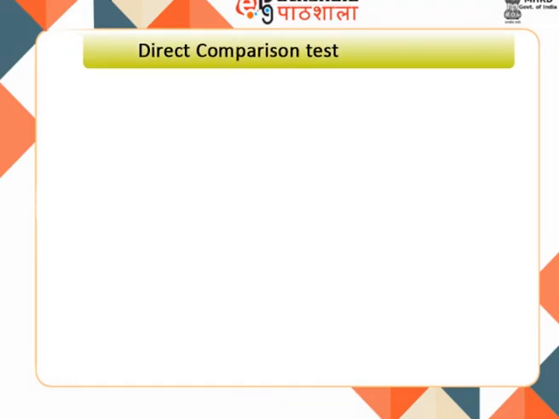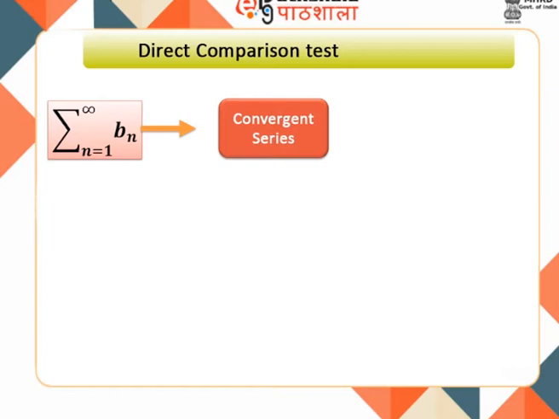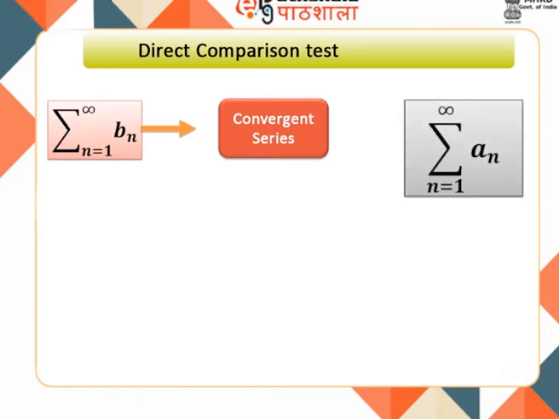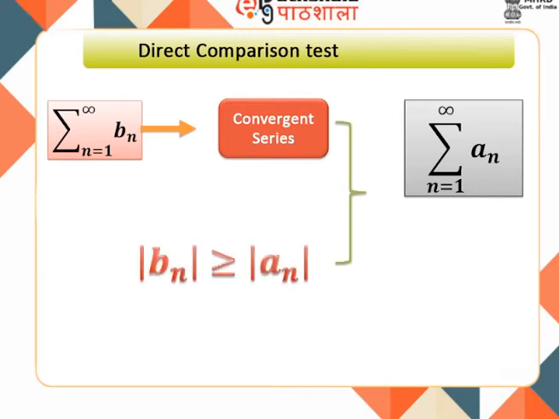Direct comparison test. If the series summation of b_n where n goes from 1 to infinity is an absolutely convergent series and mod a_n is less than or equal to mod b_n for sufficiently large n, then the series summation of a_n where n goes from 1 to infinity also converges absolutely.